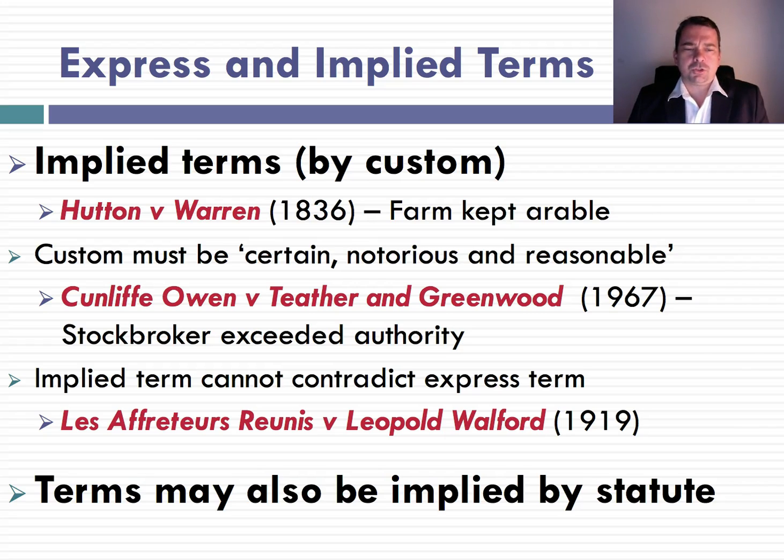What this case also shows us is that if there is an express term in a contract and that express term contradicts a custom, then you cannot imply the customary term. You can't do that. So in other words, parties can overcome implied terms by custom, if they don't want to be bound by them, by expressly agreeing different terms.